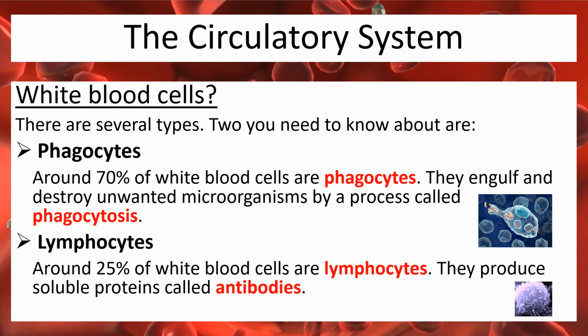The other type of white blood cell you need to know about are the lymphocytes, and they make up about 1/4 or 25% of the white blood cells. Now they are the ones that produce the antibodies, and antibodies are soluble proteins, so they dissolve into the blood plasma and then are taken to wherever they're needed in the body.